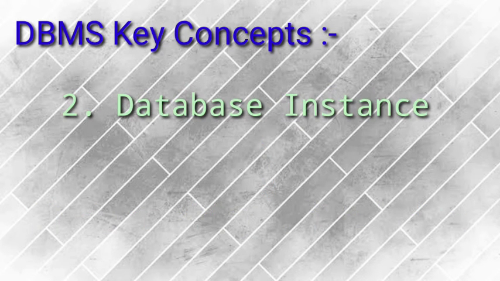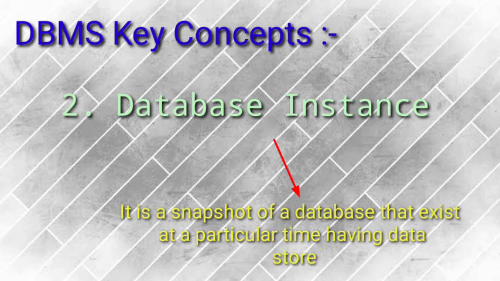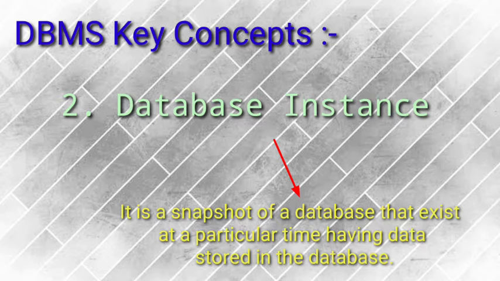The second important key concept is the database instance. It is actually related to database schema. Database schema was the structure of a blank database. However, when you put data into the database schema, that is called a database instance. You can also say that a database instance is a snapshot of a database that exists at a particular time, having the data contained in it. So whenever data is included in the database, that is called a database instance.